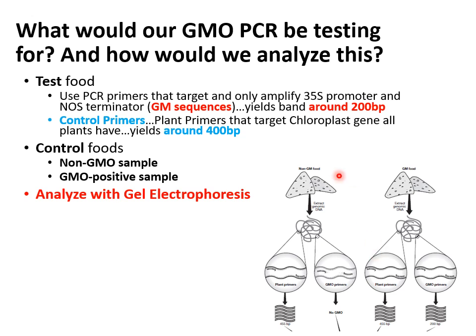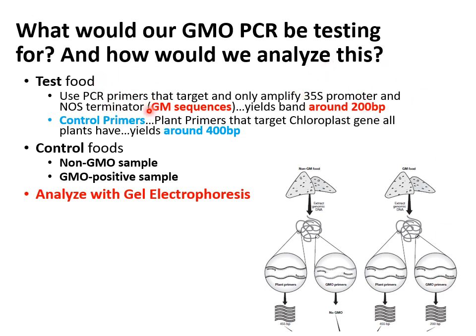So if it's a non-GM food, not GMO, then you would have a 400 base pair product for the plant primers, and you would have no band for the GMO primers. Whereas if that food product contains GMO, such as Doritos, you would end up with a 400 base pair band of DNA for the plant primers, because it contains corn and wheat and other plant products, and a 200 base pair band for the GM primers, because the genetically modified food has those two sequences.